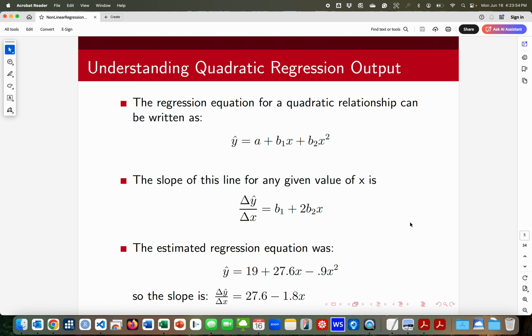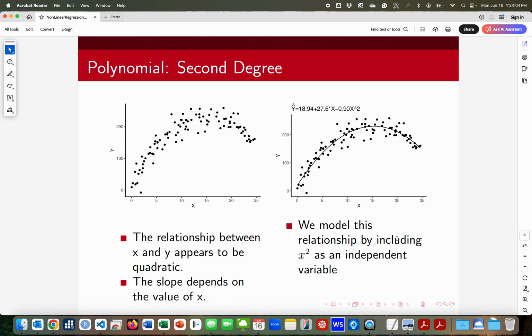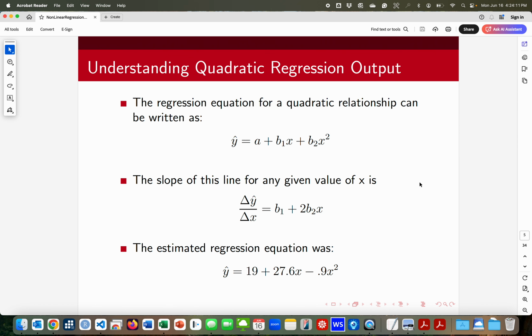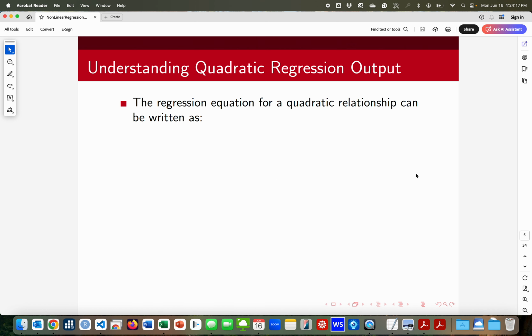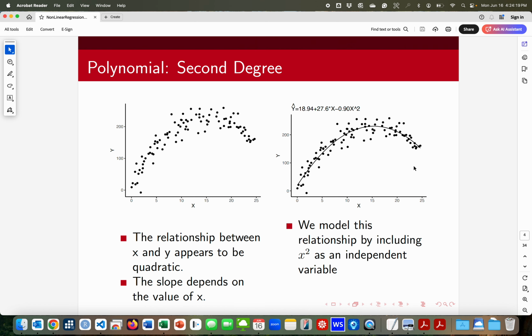So if we plug in values for x right here, so notice if we plug in x equals 5, we're going to get 27.6 minus 1.8 times 5. We're going to get a positive value because the slope is positive right here. If you plug in x equals 25 into this equation, you're going to get a negative number. And notice over here at x equals 25, the slope is negative.